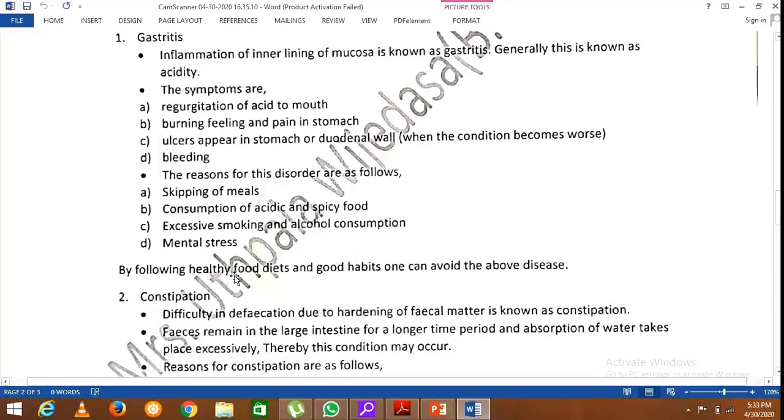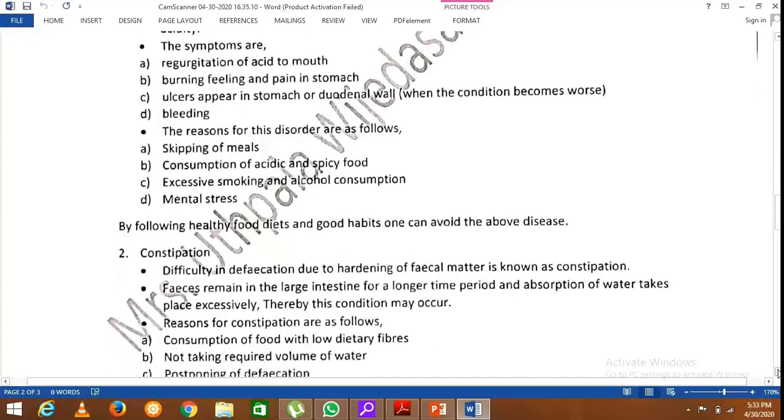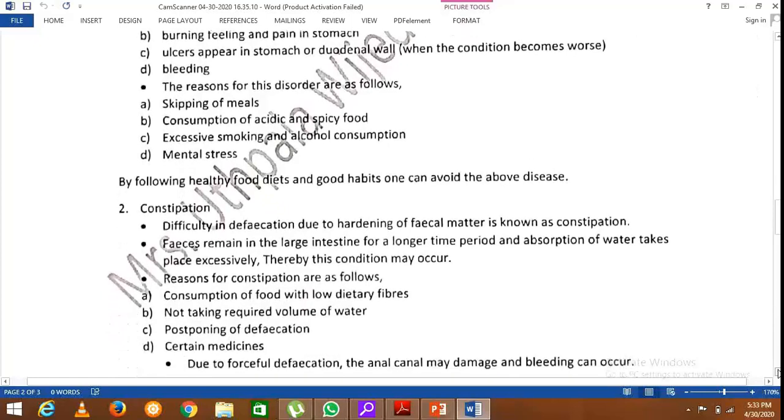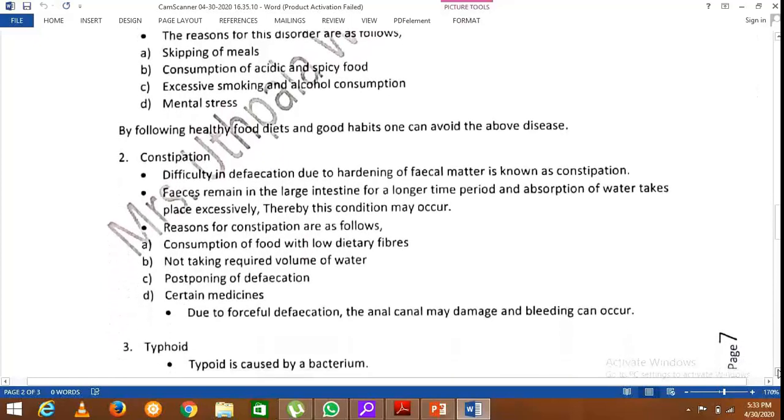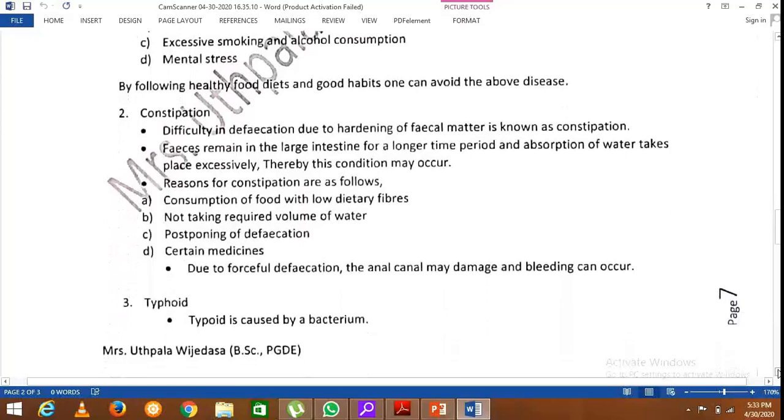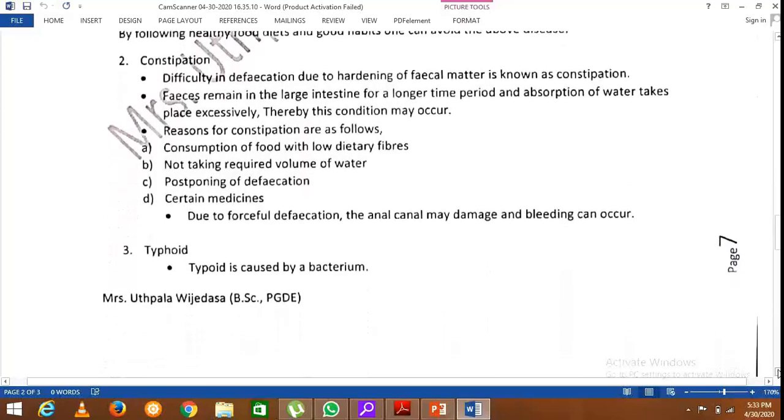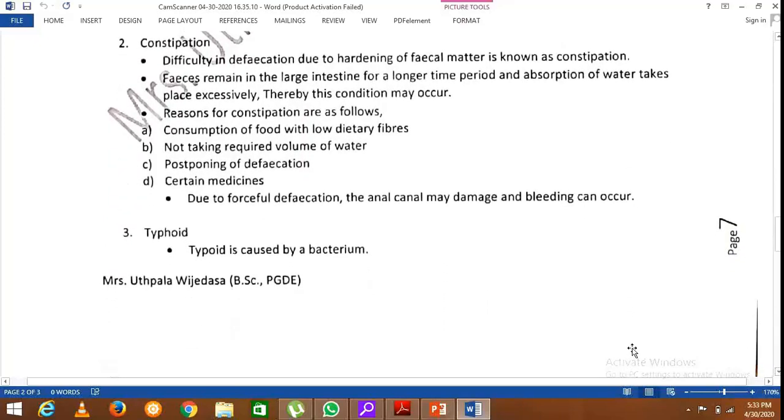By following healthy food habits, you can avoid the above condition. You have to take your food on time, and you have to maintain good mental health. Then the next condition is known as constipation.